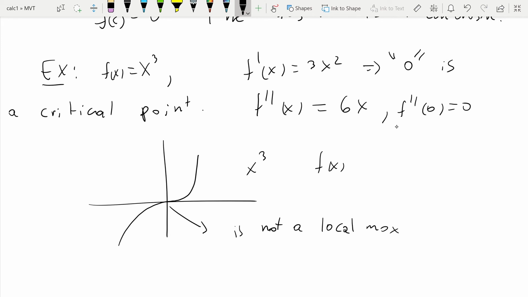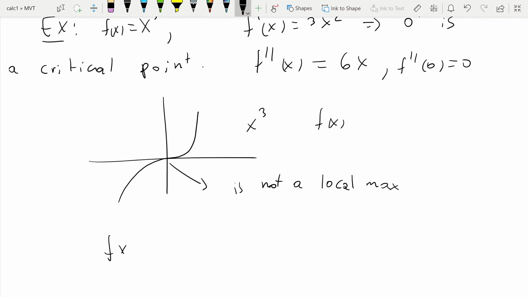So this critical point is not a local max. Look at what happens for positive x: there are values nearby that are greater than 0. And it's not a local min either, because if you look at negative values of x, the values are smaller than 0.